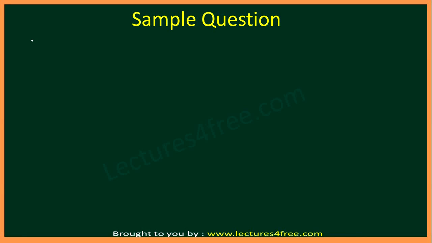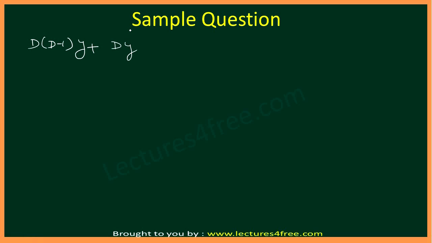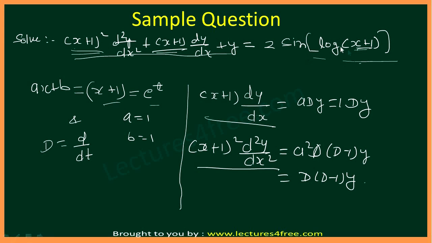Okay, so let's replace this and write our equation. We can write like this: d into d minus 1 into y plus dy plus y is equal to 2 sine log x plus 1, and we have assumed x plus 1 is equal to e to the power t, so we can write 2 sine log e to the power t.